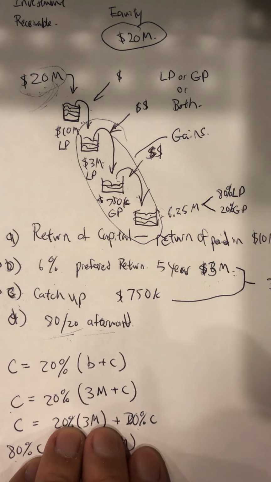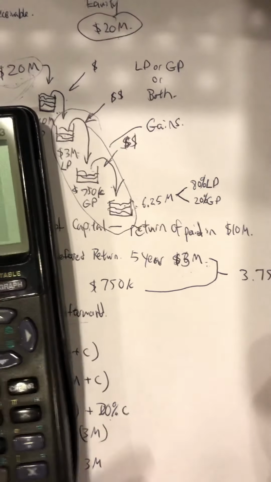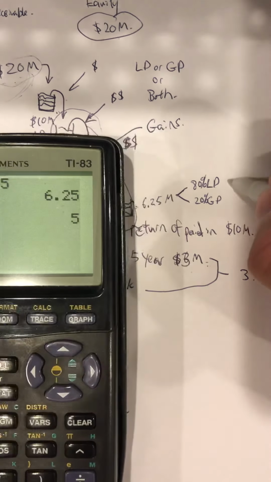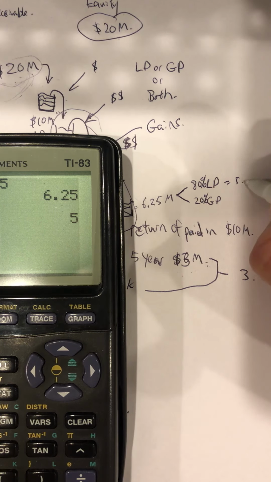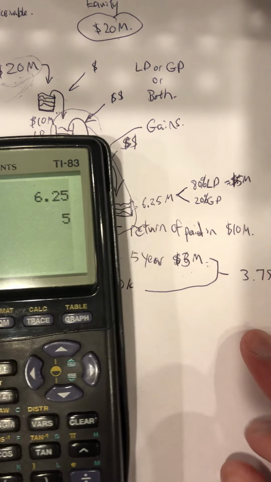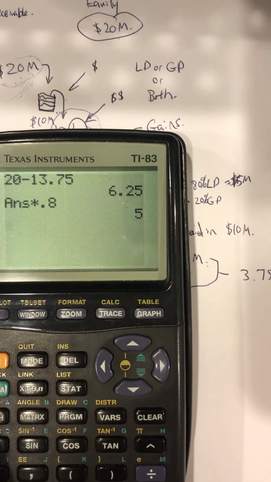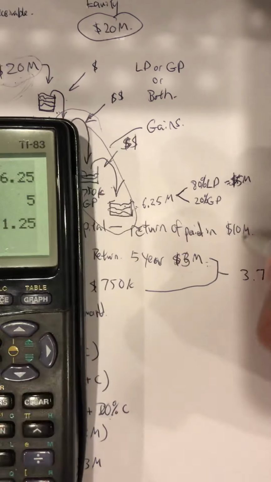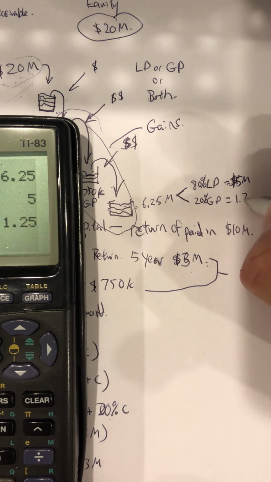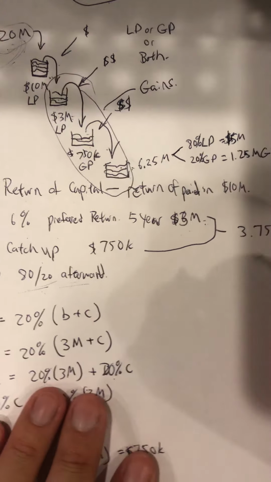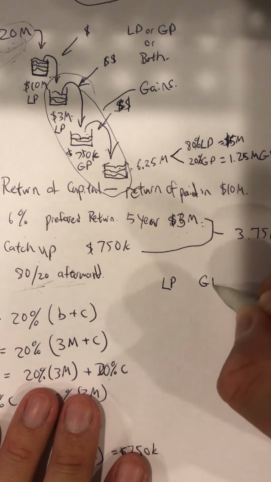Okay. So let's calculate this out. 6.25 times 0.8 is 5 million. That's 5 million to the LP. And then 0.2 is what? So 6.25 times 0.2. So that's 1.25. 1.25 million to the GP, right? All right, so let's calculate this up to see what the total is. LP, GP total.